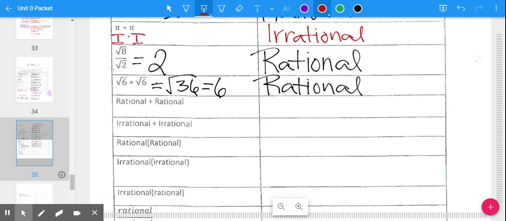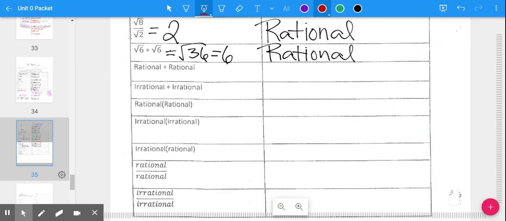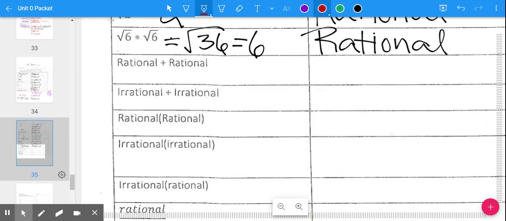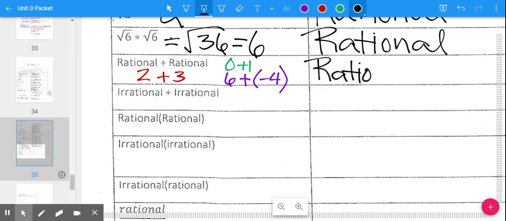All right, and this goes back to the sometimes always never chart that we filled in. And if you haven't gone back and filled it in yet, you need to do that. So rational plus irrational, that's like doing 2 plus 3, or even 0 plus 1, or 6 plus negative 4. If you complete any of those addition problems, you end up with a whole number, which makes it rational.